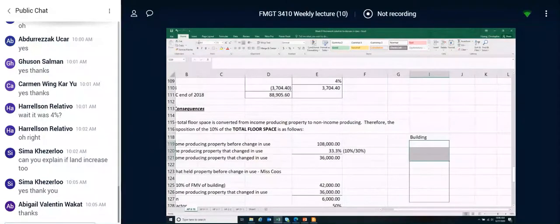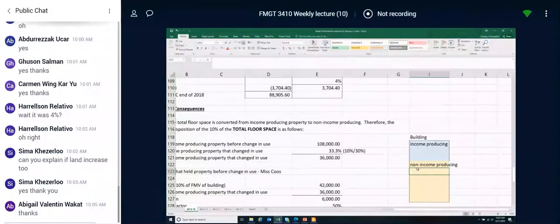This portion, I'm going to color code it. This portion, these 3 blocks, is my income producing. This is my non-income producing. So we're going to call this non-income producing.